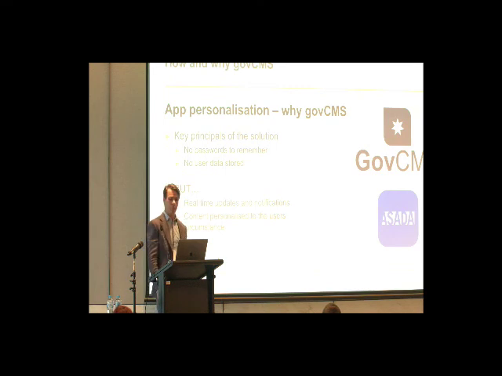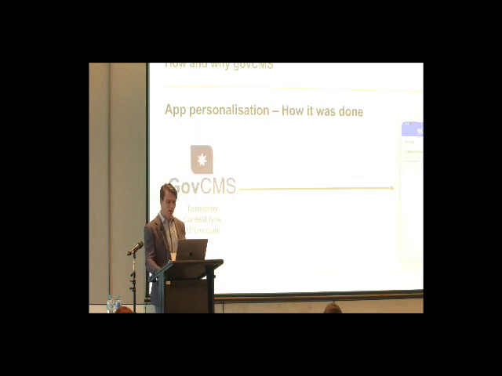Third challenge: app personalization. So the key principles: we wanted to avoid passwords, we wanted to protect user data, but GovCMS doesn't allow for information to be pushed out of it and doesn't allow for personal information to be stored. So how do we make the content personalized? We wanted to personalize it around the notifications. So Asada wanted to send out a number of notifications, but wanted to make sure that they were going to be relevant to the people that they were sending it to.